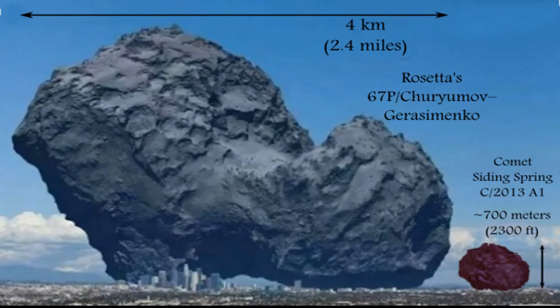So to give you an idea of the size of this comet, it's about 4 kilometers wide, and here we can see a picture of Los Angeles in California, and this is how big a comet compares to the size of a city.